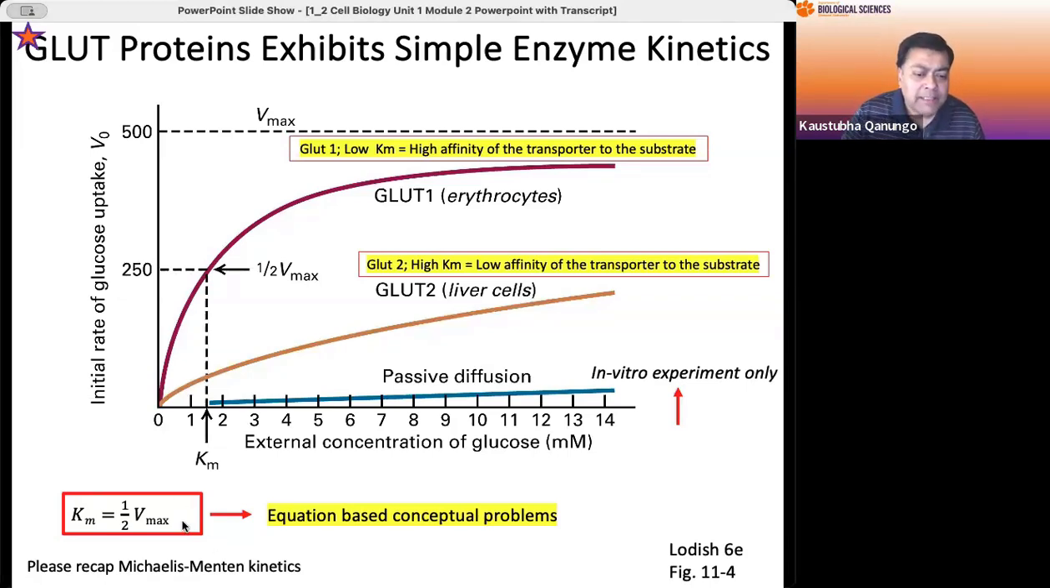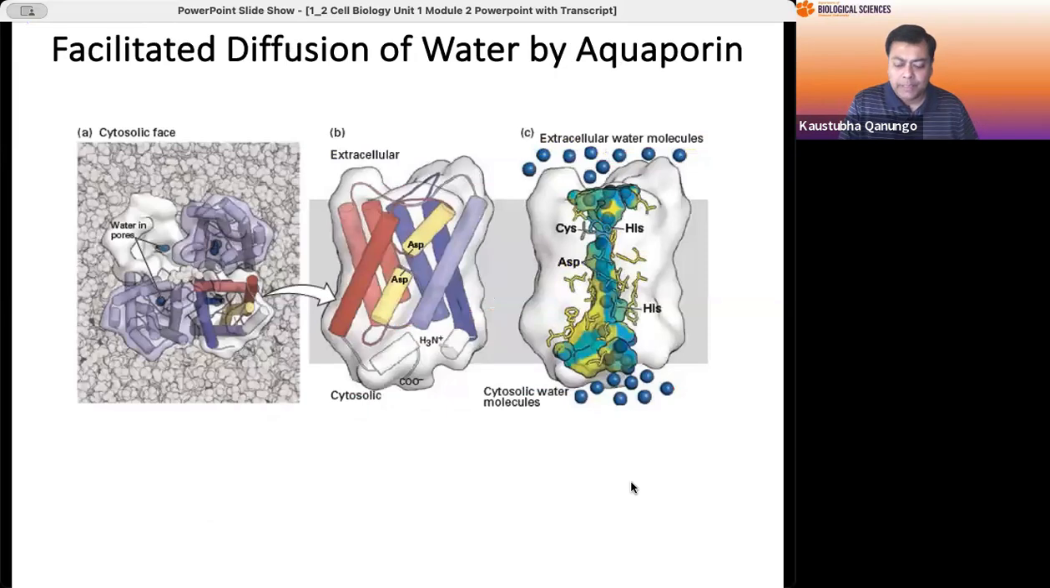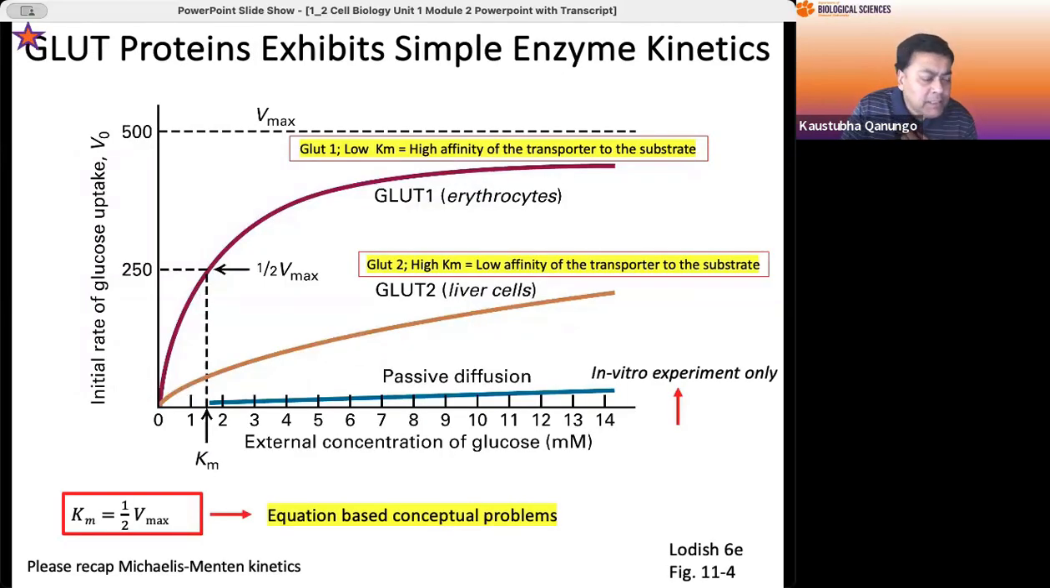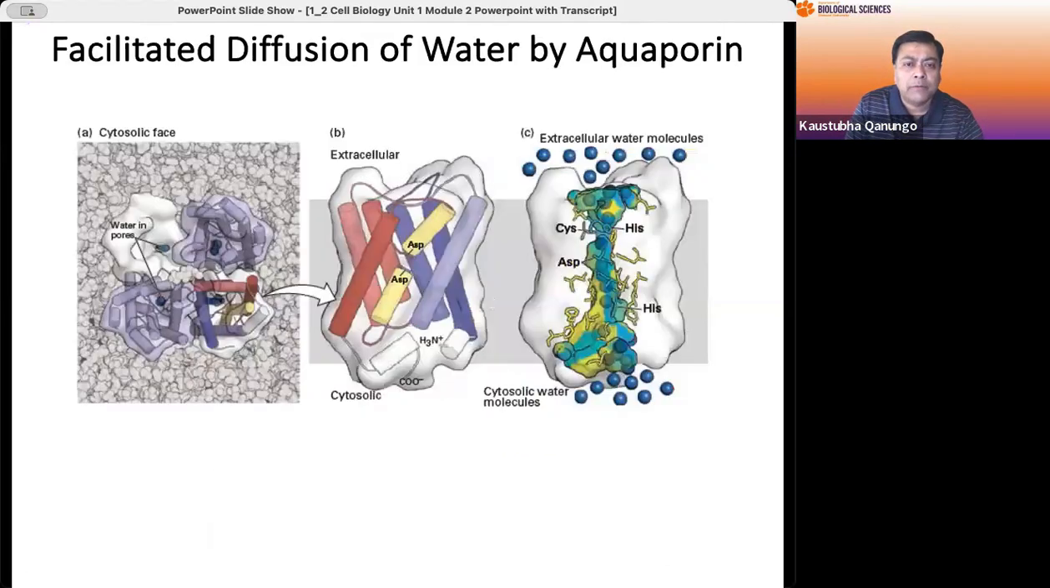For the exam, this is all you need: that Km equals half the Vmax and is the measure of affinity. Lower Km, higher speed; higher Km, lower speed. That's all you need. All right. So, yep, that will do it. This was probably the detailed part of it, a little bit of math.